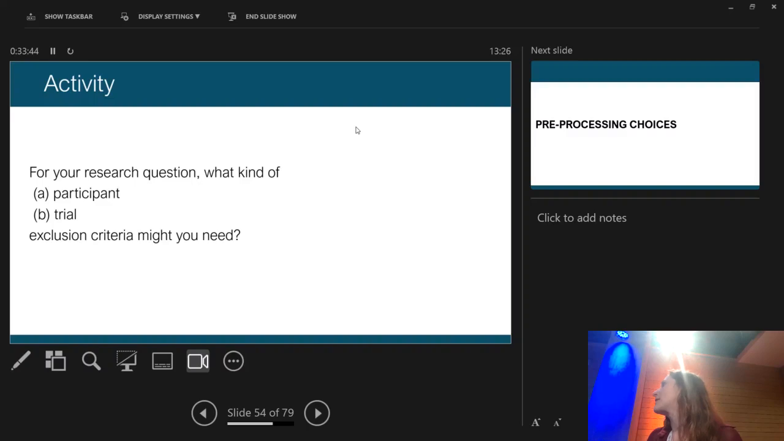So again, in your groups, have a think about what kind of data you might expect, and then accordingly, what you're going to need to be particularly careful about when excluding your data. Because this is, again, one of the more important things to put in your pre-registration.